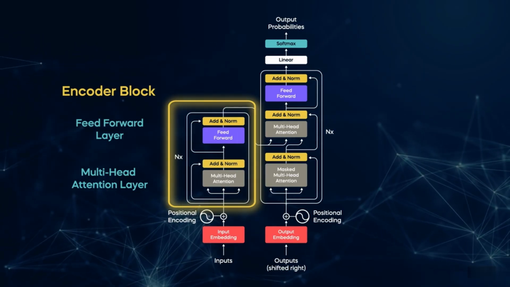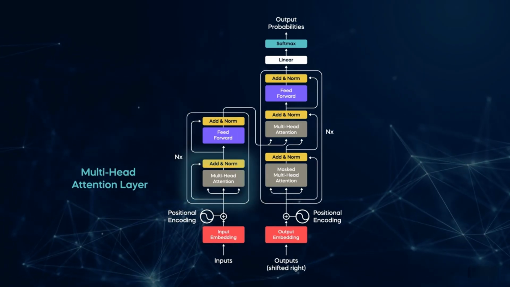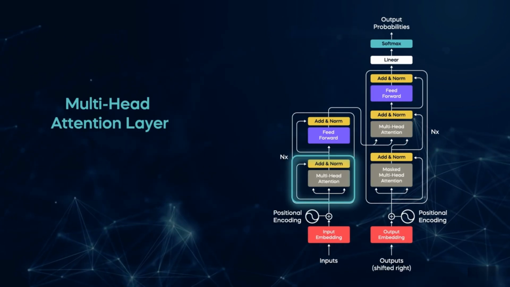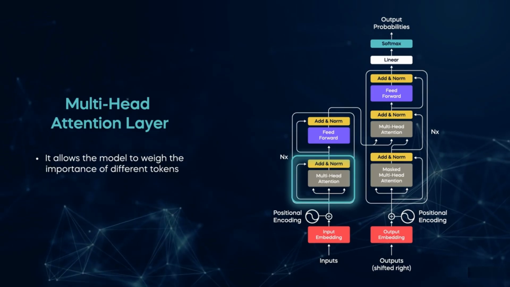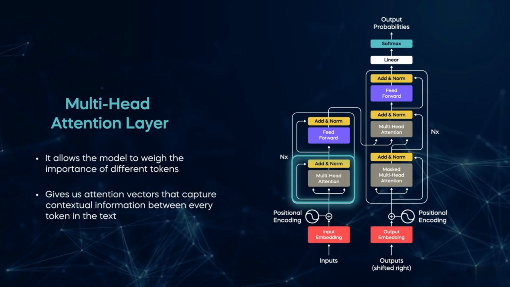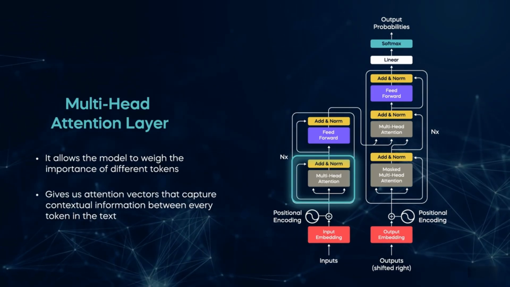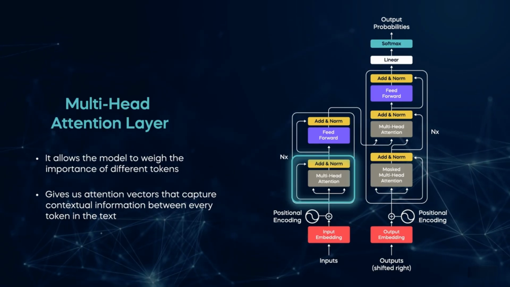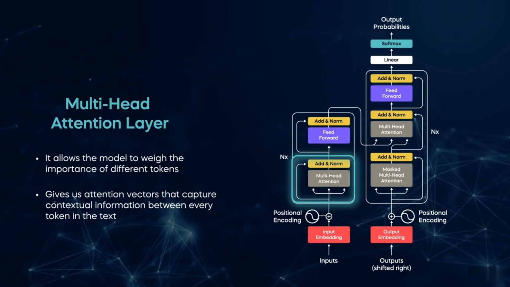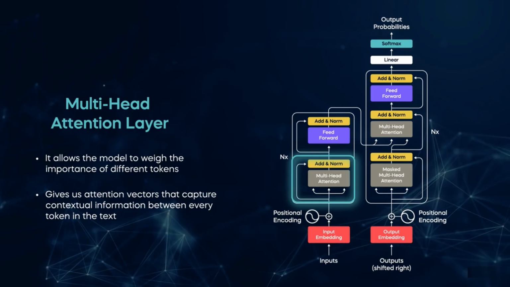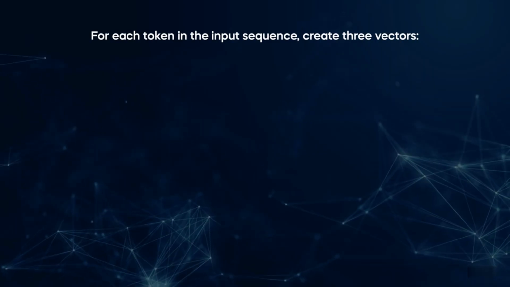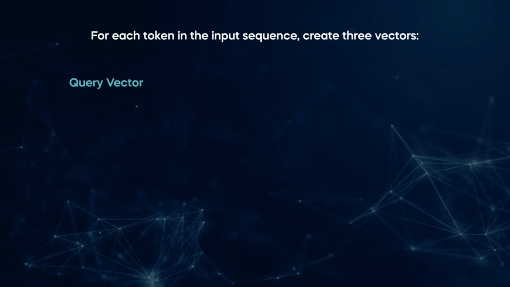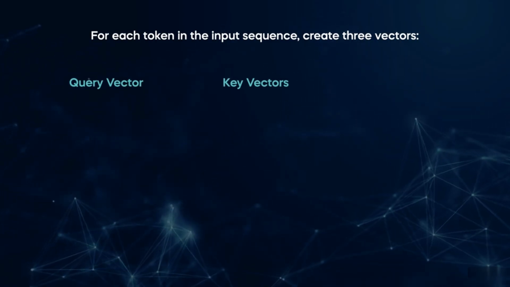One of the core components of the encoder block is the multi-head attention layer. It allows the model to weigh the importance of different tokens. This layer gives us attention vectors that capture contextual information between every token in the text. Let's go through the steps of how these attention vectors are calculated. For each token in the input sequence, we create 3 vectors: a query vector, a key vector, and a value vector.